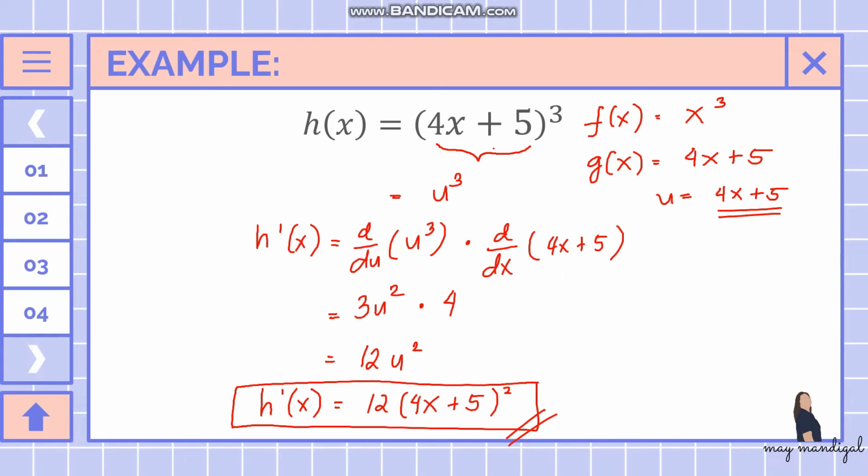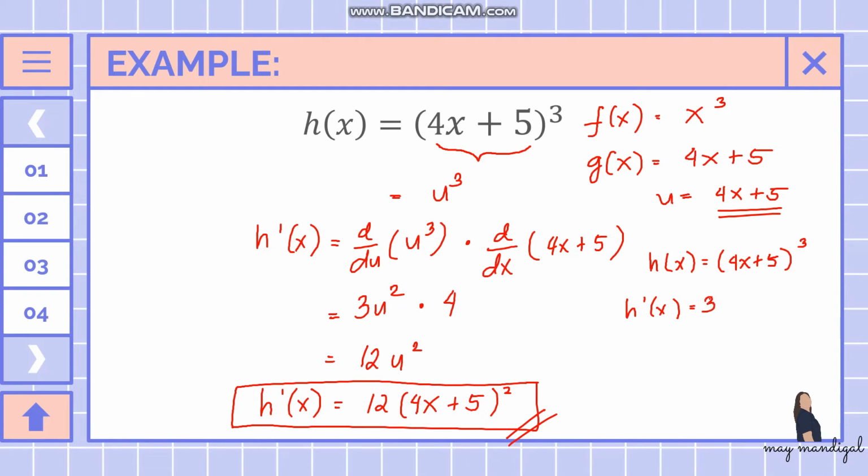Let me just show you the process, how to do it. Let's say we have here again h of x equals 4x plus 5 cubed. You can just directly go and get the derivative without changing to u. What you will do here is get the derivative of this whole function. Think of 4x plus 5 as, let's say, just x. So you just have to apply the power rule. So you multiply.